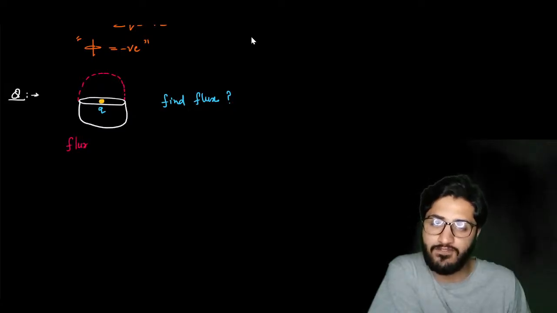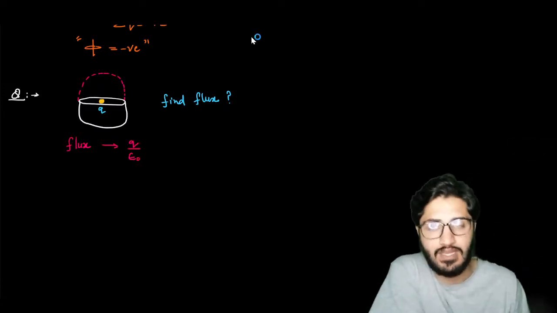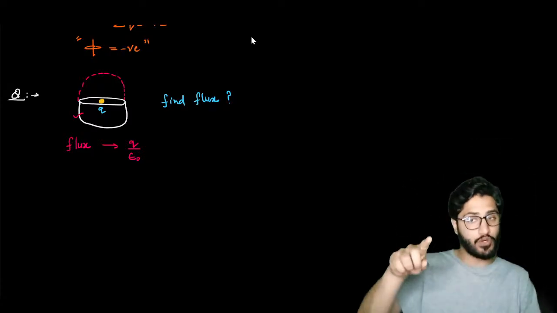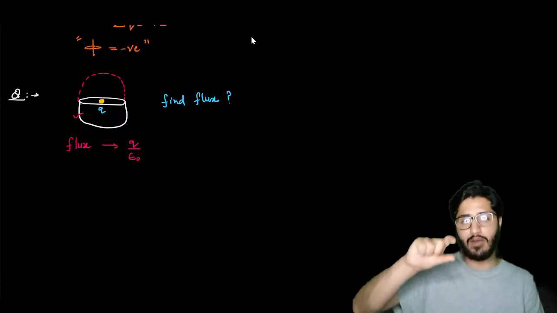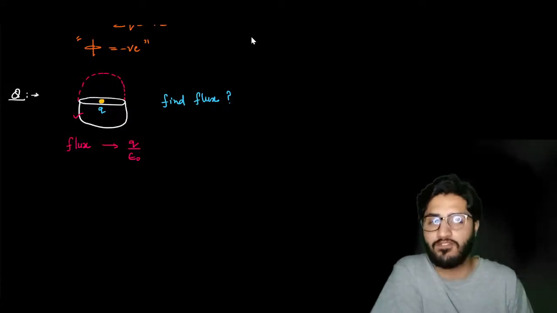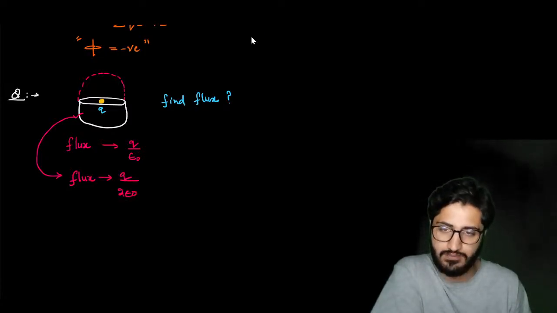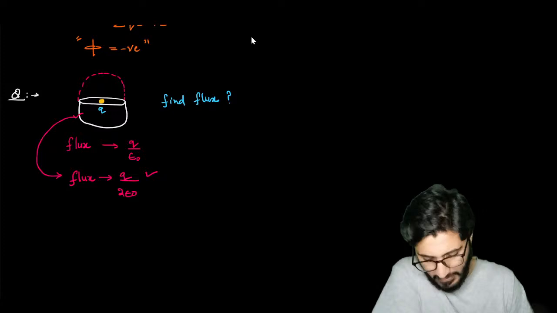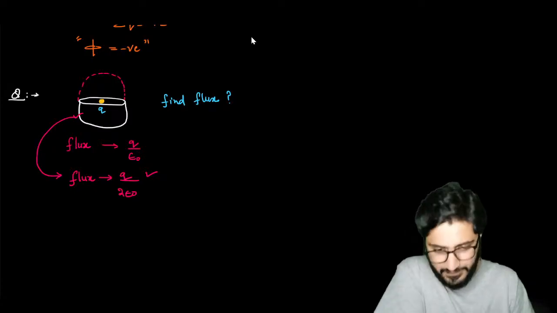Sir, the flux through the whole body will be Q by epsilon naught. But I don't need the whole body, I need only the one portion. That portion is half of the full, so the flux through it will be Q by 2 epsilon naught. Easy? It will be Q by 2 epsilon naught. Done?